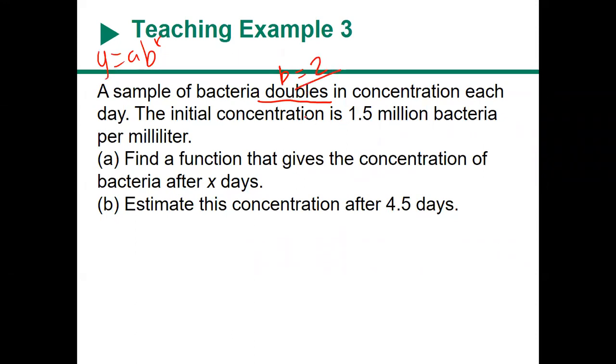Then it says the initial concentration is 1.5 million bacteria per milliliter, okay? When it says initial or beginning or starts at, that's a key sign that that's your A value. So for this problem, our A value is 1.5 million. So it says find a function that gives the concentration. Well, our function would be y equals 1.5 times 2 to the x.